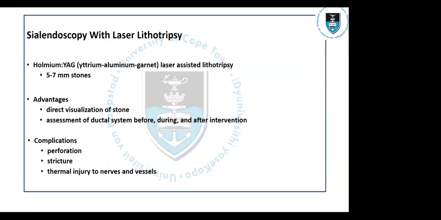Submandibular stones between 5 to 7 millimeters in size may be fragmented in the duct lumen. Usually a holmium YAG laser assisted lithotripsy is used. The major advantages of this method are the indirect visualization of the stone, as well as assessment of the ductal system before, during, and after the intervention. However, there are still risks of perforation, stricture, and thermal injuries to nerves and vessels with this technique.